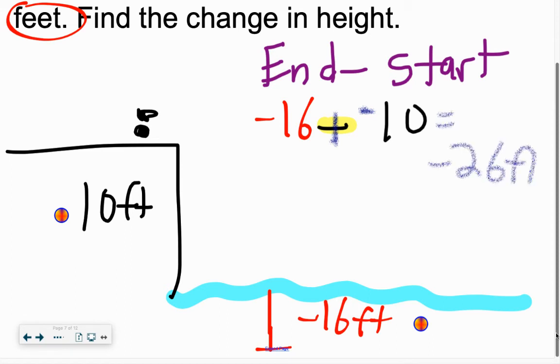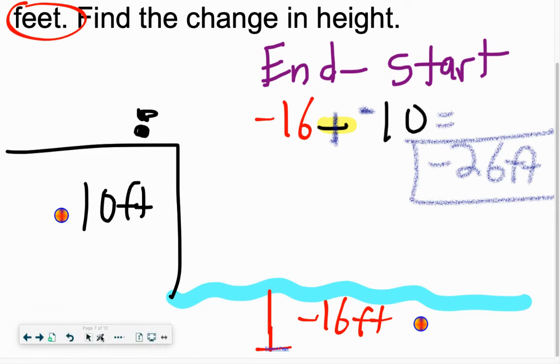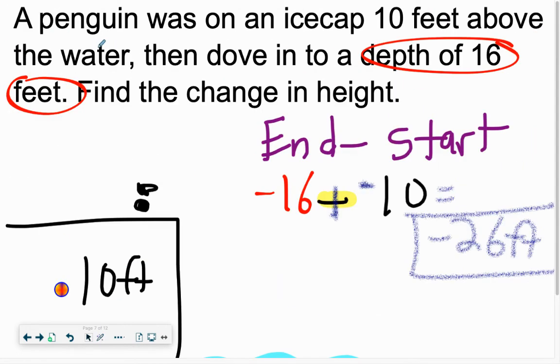Find the change in height. It wants a label: negative 26 feet. Again, pause for a moment. This is where you'd want to be looking at context. You can get 26 or you can get a negative 26. The 26 is correct. But now notice, when you read the word problem, go back to the context.